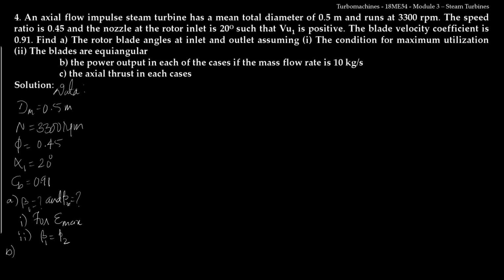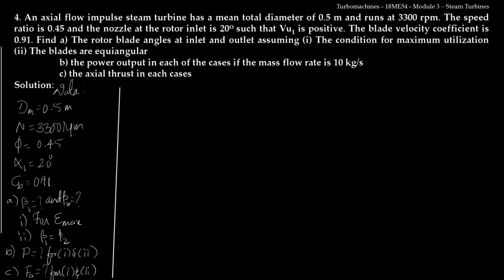Then B, we need to find out the power for both the cases, that is for condition 1 and condition 2. And then C, we need to find out the axial thrust, which is denoted by Fa, that is also for case 1 and case 2. So, these are the things which you have to calculate for both the cases.